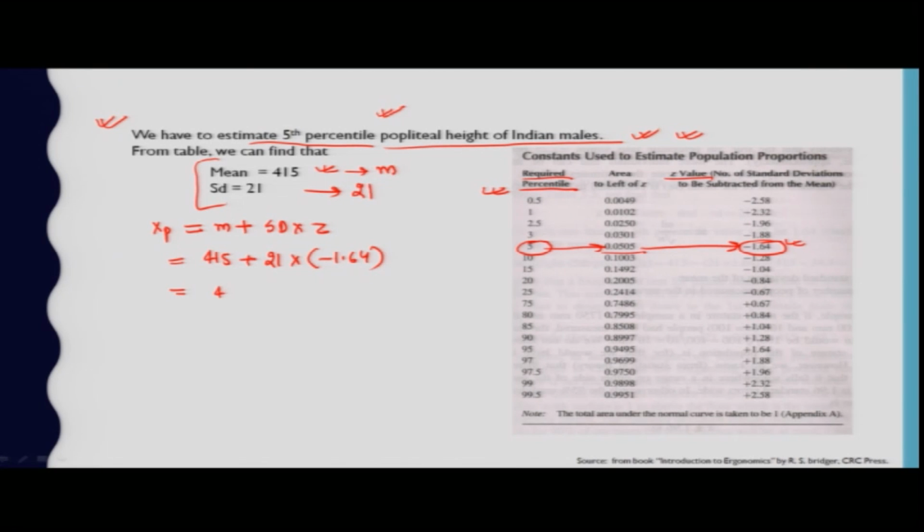So, here when you multiply 21 and 1.64, it will come out something like 34.4. You check this value and subtract this from 415. So, you will be getting tentatively 380.56. So, this particular value you will be getting. In this way, it is clear how you will calculate the percentile value of any particular user population when the mean and standard deviation are given, and in the table the z score will be given to you.